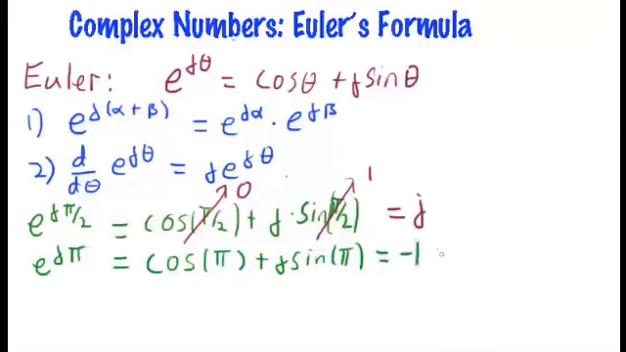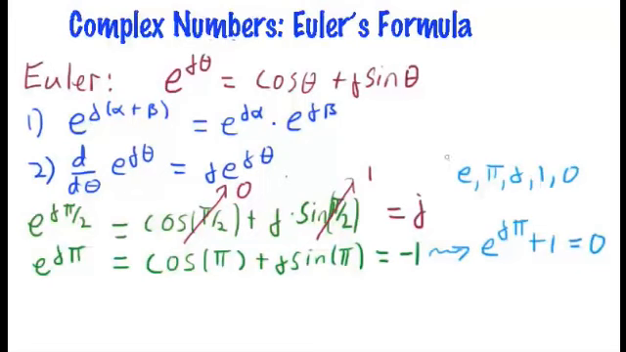This leads to the following fun formula. We have e to the j pi plus 1. I move the minus 1 over to the left-hand side, and I get equals 0. We have the remarkable formula that contains e, pi, j, 1, and 0, all in one simple relation.